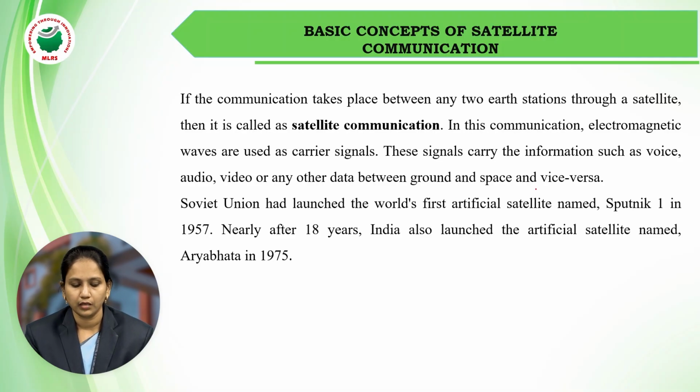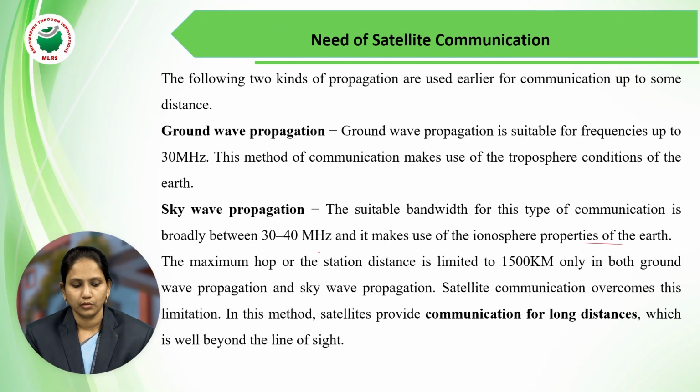We launched the first artificial satellite, named Sputnik 1, in 1957. Nearly 18 years after, India also launched an artificial satellite named Aryabhata in 1975. I already discussed the need for satellites. These are the two kinds of propagation used for communications up to some distances.